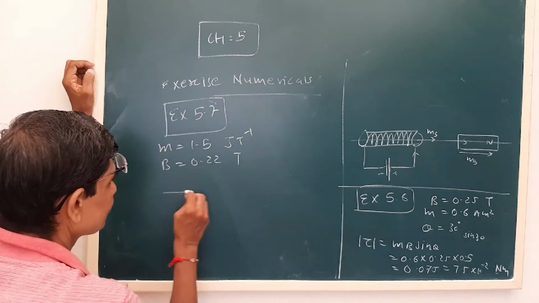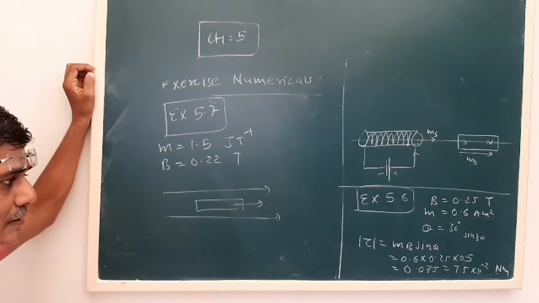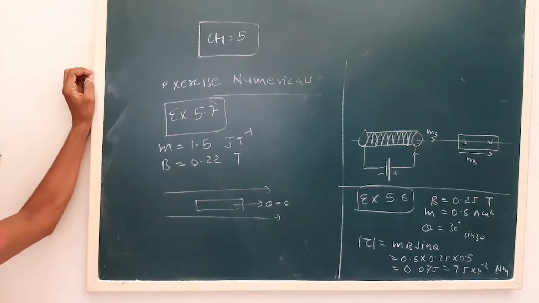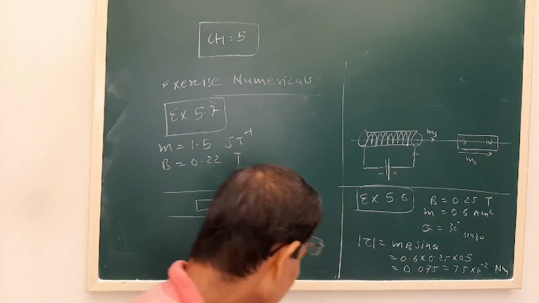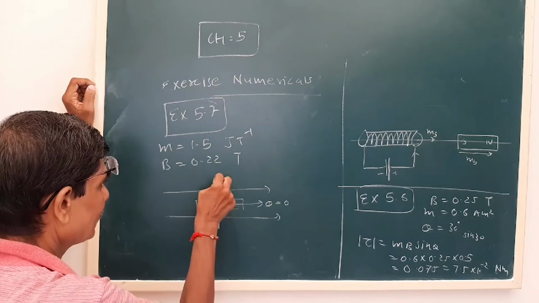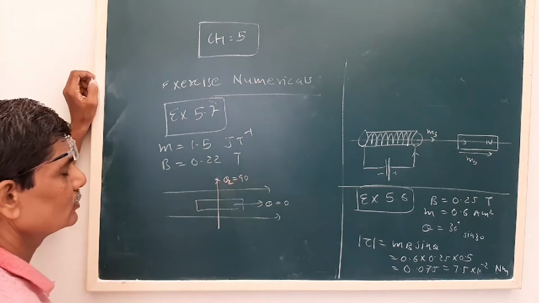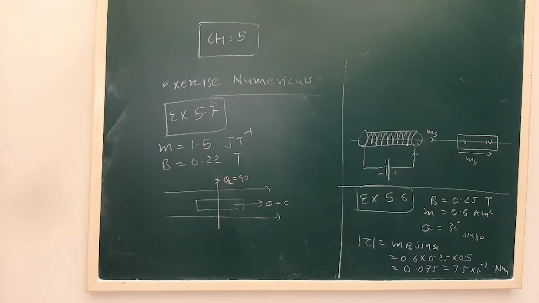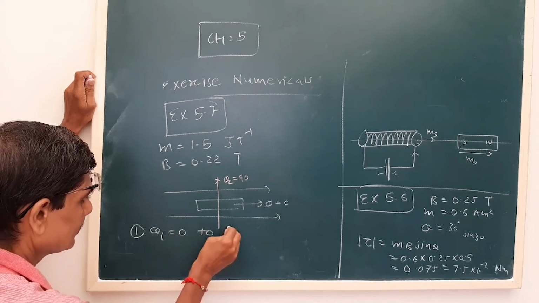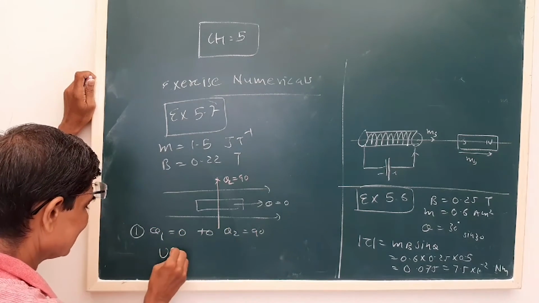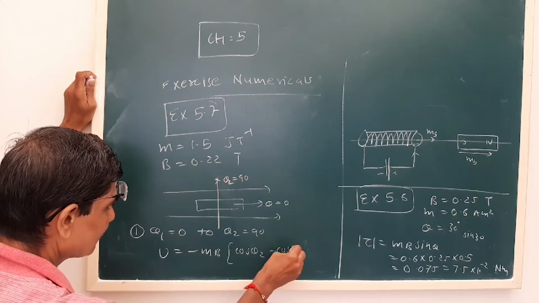Let us say its initial condition theta is equal to 0, that is, aligned in the direction of the magnetic field, and secondly it is allowed to rotate by an angle to normal, that is theta 2 is 90 degree here. So what is the change in the potential energy? That is nothing but the work done. From theta 1 equal to 0 to theta 2 equal to 90, U is equal to minus mb (cos theta 2 minus cos theta 1).